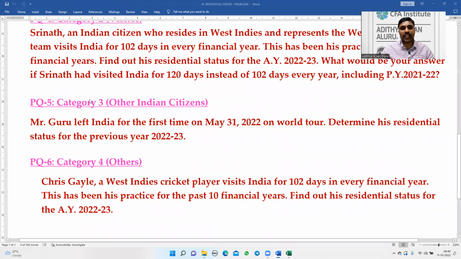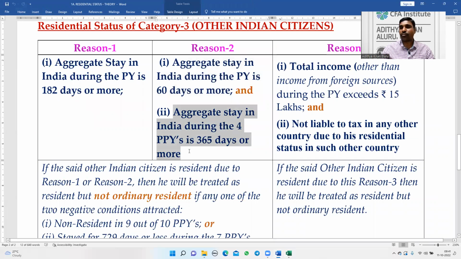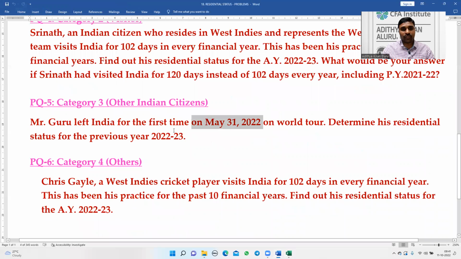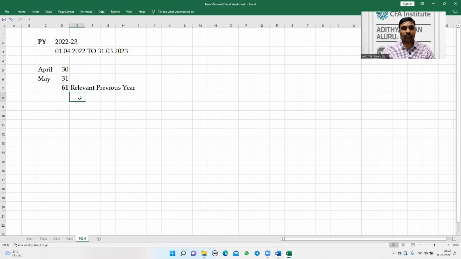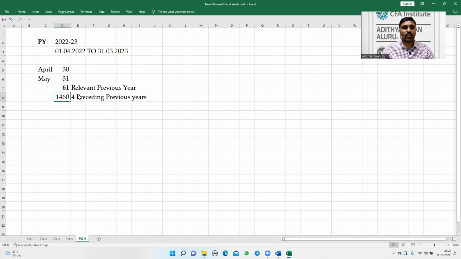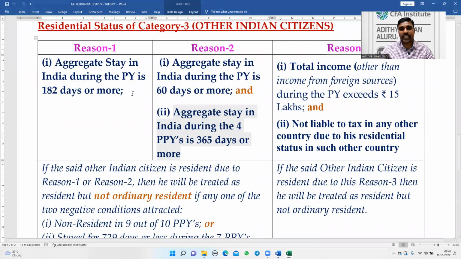And how about the stay in India for the 4 preceding previous years? Since he left India for the first time, he stayed in India all the days in the 4 preceding previous years. How many days did he stay in India? 365 into 4. Sir, how 365 into 4? Because he left India for the first time, he stayed throughout the 4 years. That means he satisfied this condition also.